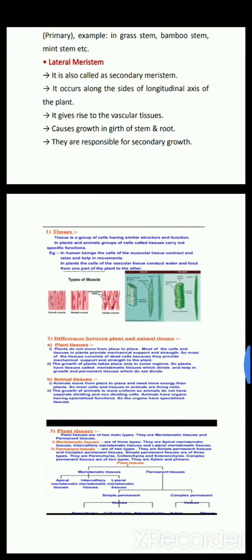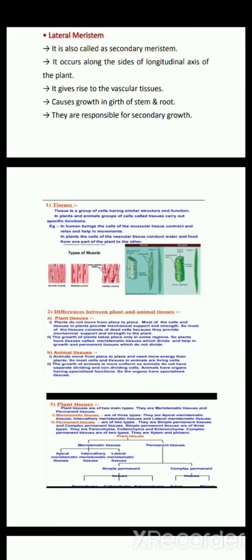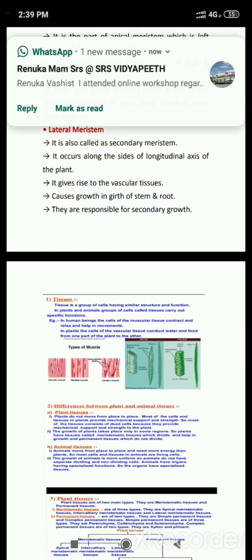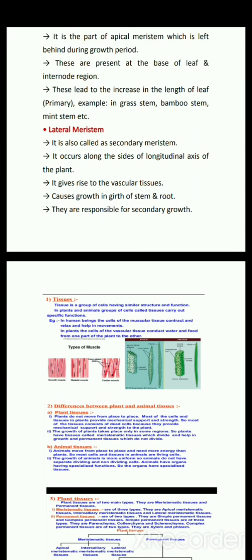Lateral meristem. Now, lateral meristem is also known as secondary meristem. It occurs along the longitudinal axis of the plant. You can say that it gives rise to the vascular tissue, and vascular tissues are what? Xylem and phloem cells. See, lateral meristematic tissues are those tissues which will get converted into particular permanent tissues, that is vascular tissue, that is xylem and phloem.